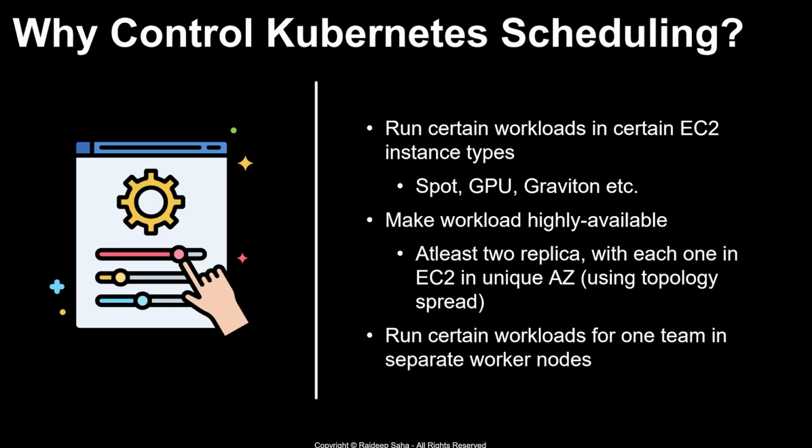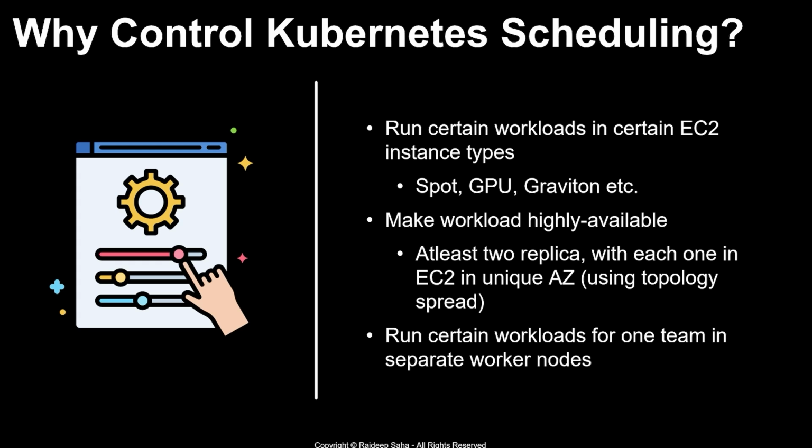So why control the Kubernetes scheduler? Let's say, for example, you want to run certain workloads on a certain EC2 instance type. It is a non-critical, maybe CI/CD workload. You want to run those on spot EC2 instances. If it is a graphics workload, you want to run them on GPU, Graviton, etc.